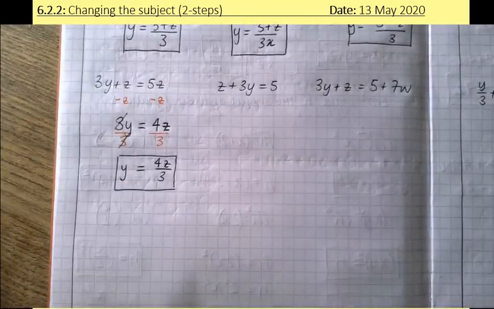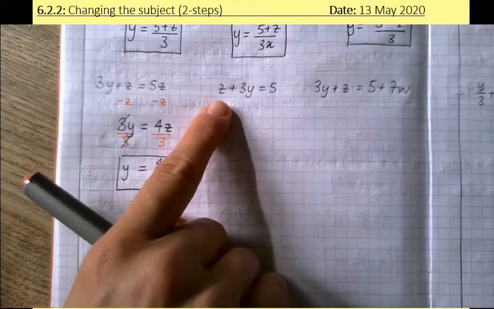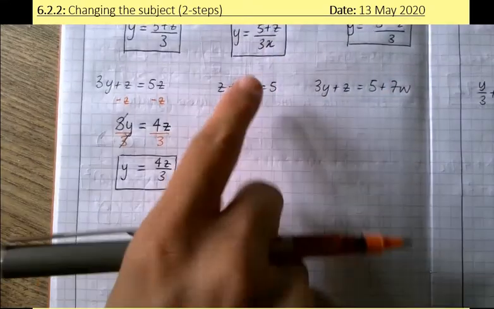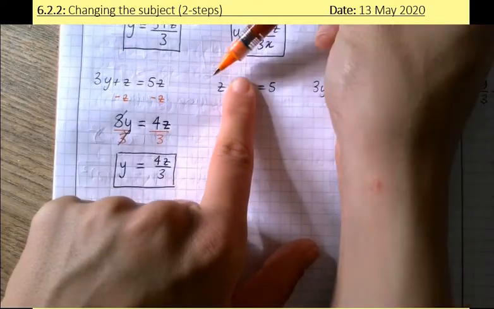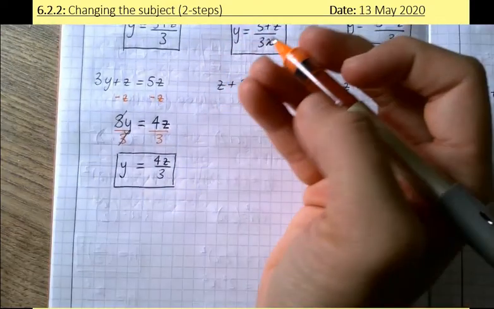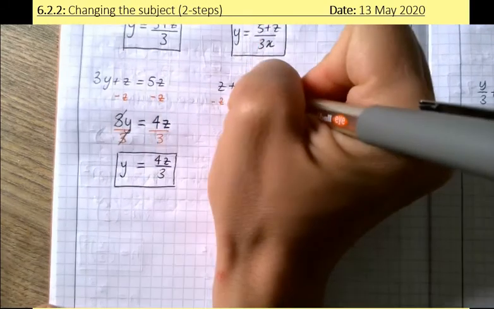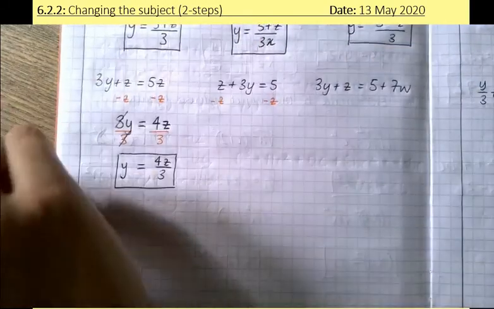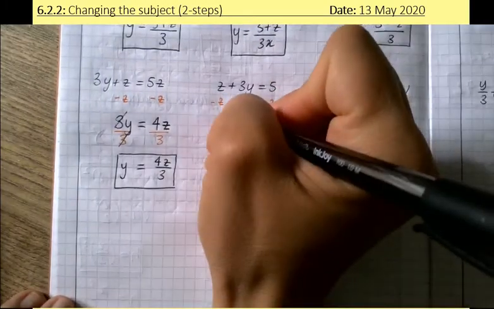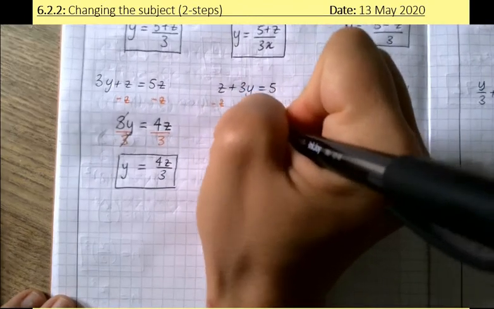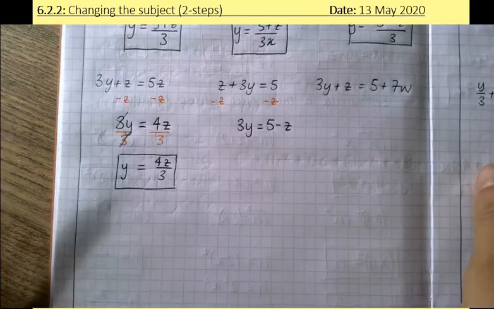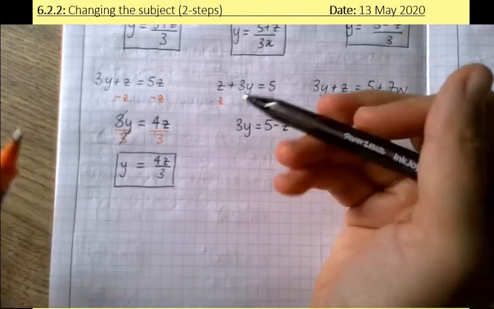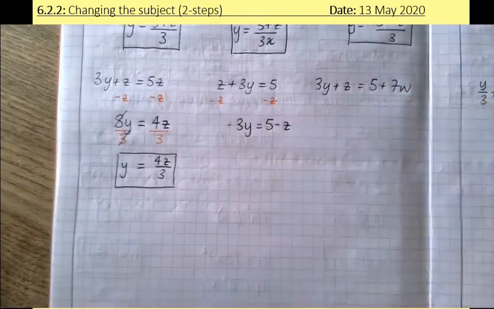So this z over here is positive, isn't it? My positive 3y is here, that term, but the z is positive. So that means I'm going to subtract z from both sides, and that leaves me with 3y equals 5 subtract z. The 3y is positive still, but I don't really need to put this positive symbol here.